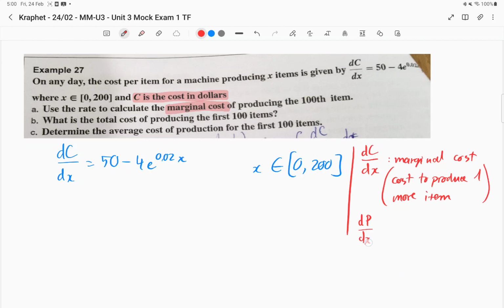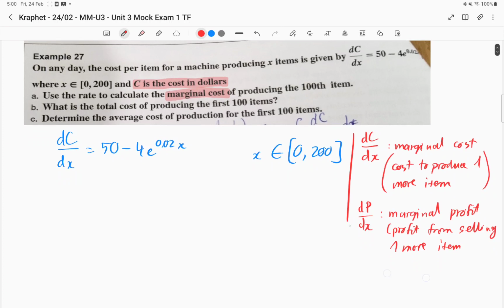So for this question, I'll just define it here. dP is marginal profit. This one doesn't have the marginal profit, but it's sort of linked anyway. Marginal profit is the profit received from selling one more item. And then the main function: the profit is the revenue minus the cost. If you have a function for revenue and a function for cost, it's just the function for revenue minus the function for cost, if you do get that kind of question. Okay, all right. Thanks for the notes, Peter.